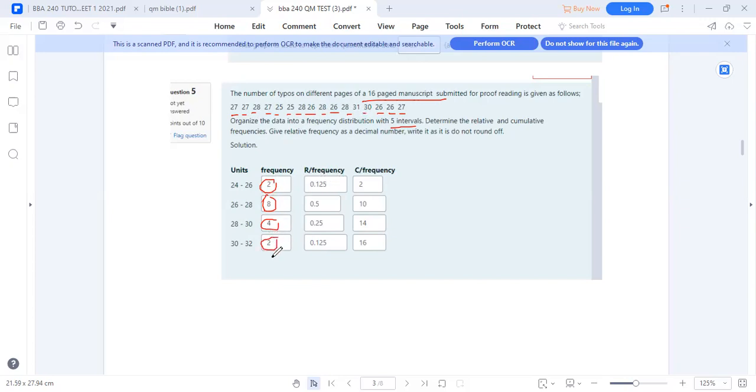We first added the total here. So this is 10 plus 6 is 16. So 2 over 16, we get this. All right. Then 8 over 16, we get this. 4 over 16, we get this. 2 over 16, we get this. The cumulative frequency, the 2 comes there. 2 plus 8, 10. 10 plus 4, 14. 14 plus 2, 16. So this is how the cumulative frequency, the frequency distribution table looks like.